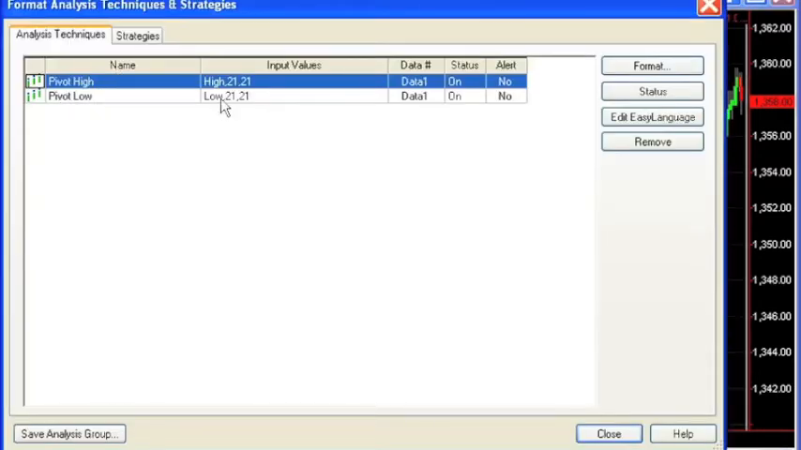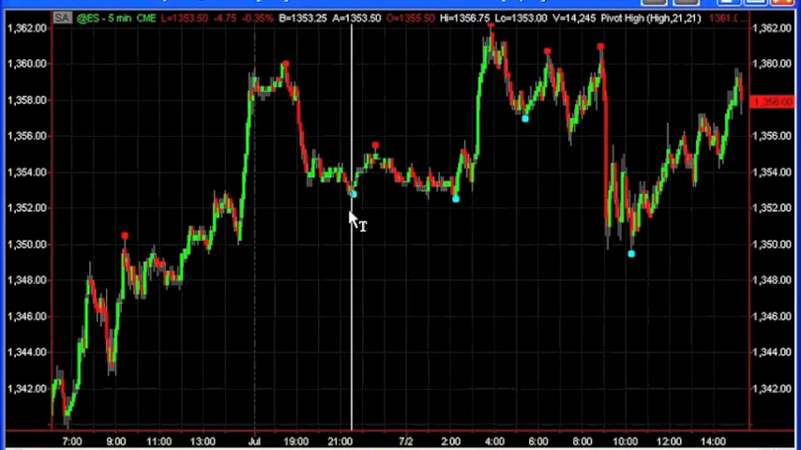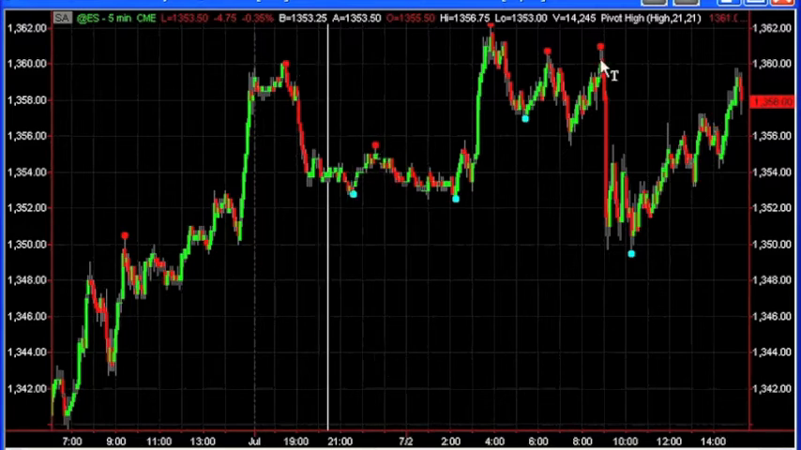low, with a period of 21 for the inputs on both the pivot high and pivot low. And this is generating these dots. Blue dots are going to be swing lows and red dots swing highs. So what you see here is the dots generated by those indicators.